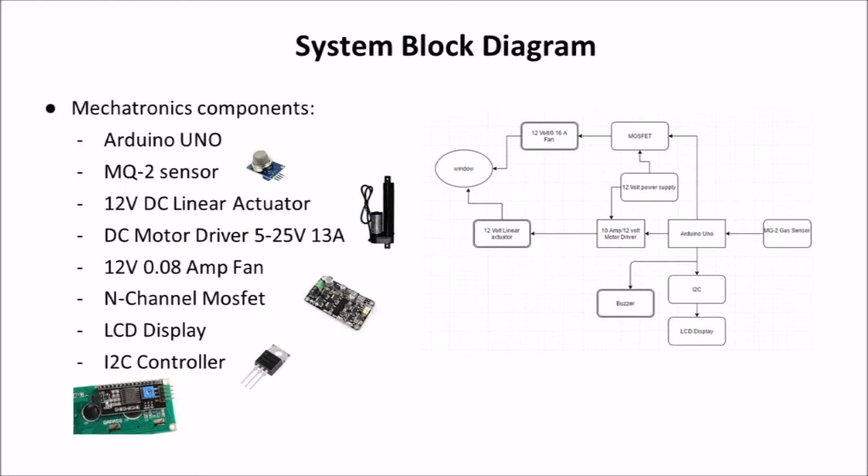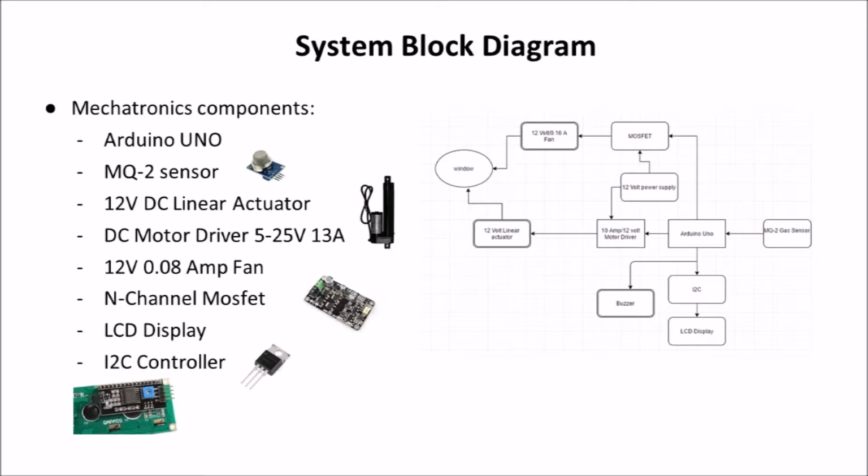Our second motor was a 12-volt, 0.08 amp fan. This was a PC case fan that we use as a ventilation system for our window system. To control this fan, we had an N-channel MOSFET that fed the fan a 12-volt power supply. The MOSFET is used as a switch and will only activate and turn on the fan when gas is detected.